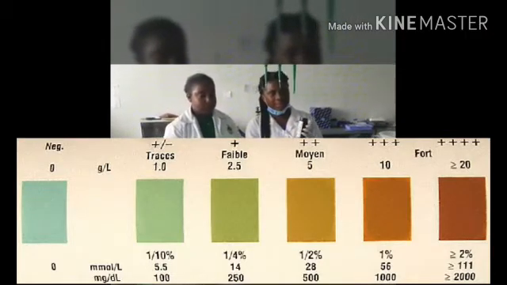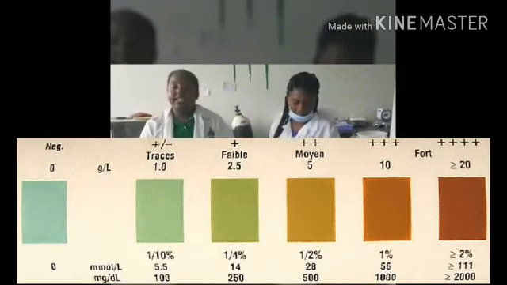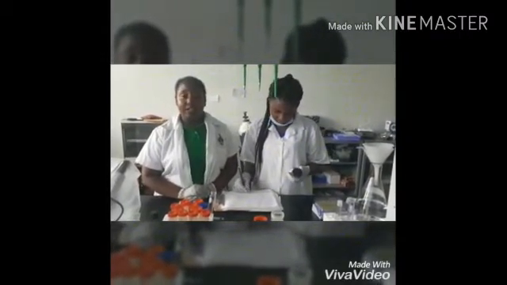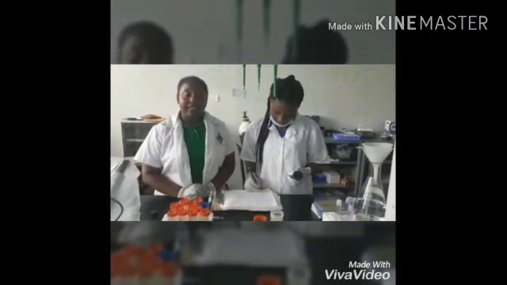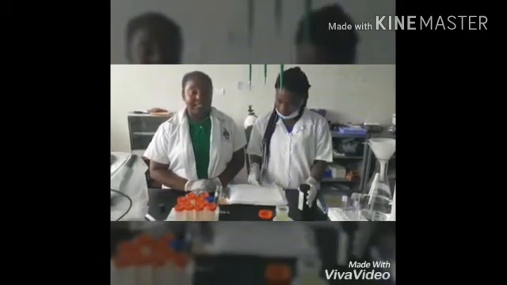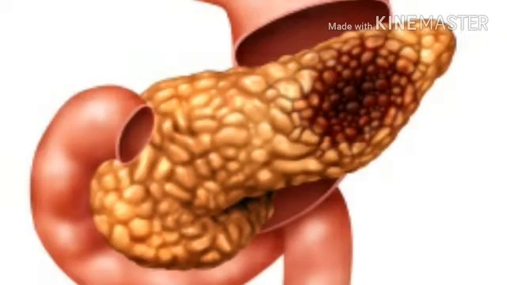A brown color change indicates that there is a 4 plus level of sugar in the urine. Conditions in which levels in the urine are above 100 milligrams per deciliter and detectable include diabetes mellitus or DM, impaired tubular reabsorption due to advanced kidney disease, pregnancy, pancreatic disease, and disturbances in metabolism such as burns, infections, and fractures.